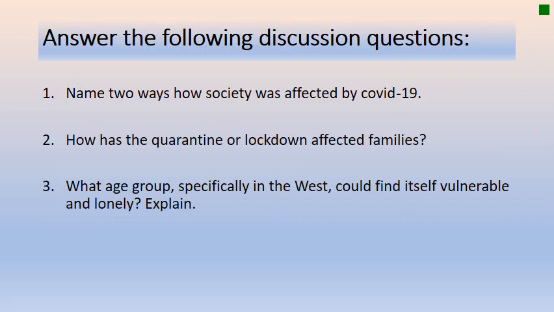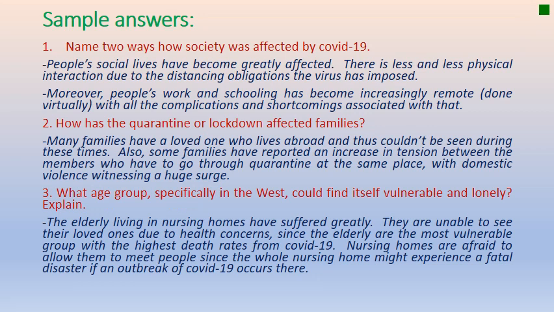Now, before we begin, we need to answer the following discussion questions. Name 2 ways how society was affected by COVID-19. How has quarantine or lockdown affected families, and what age group, specifically in the West, could find itself vulnerable and lonely? Of course, ways how society was affected by COVID.